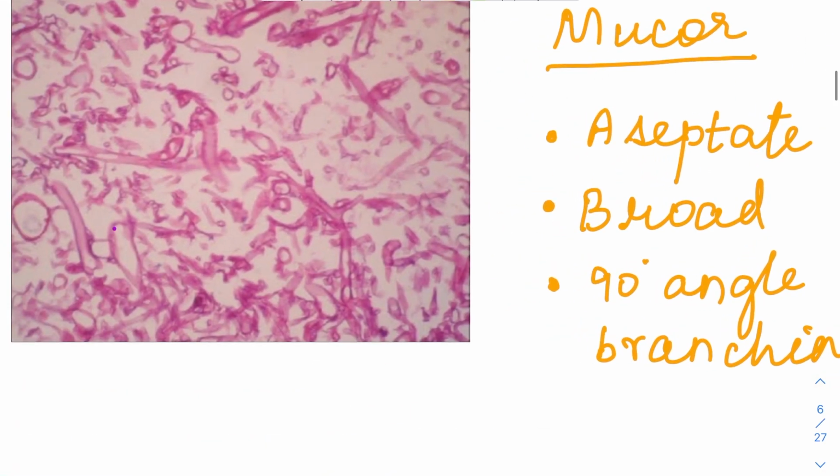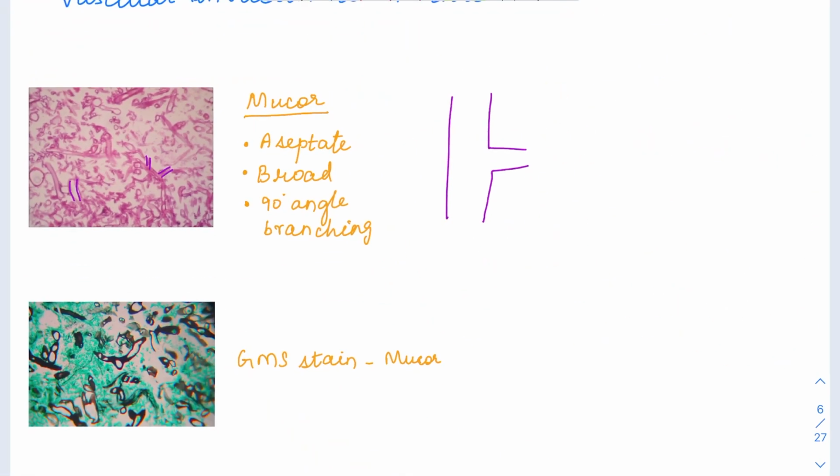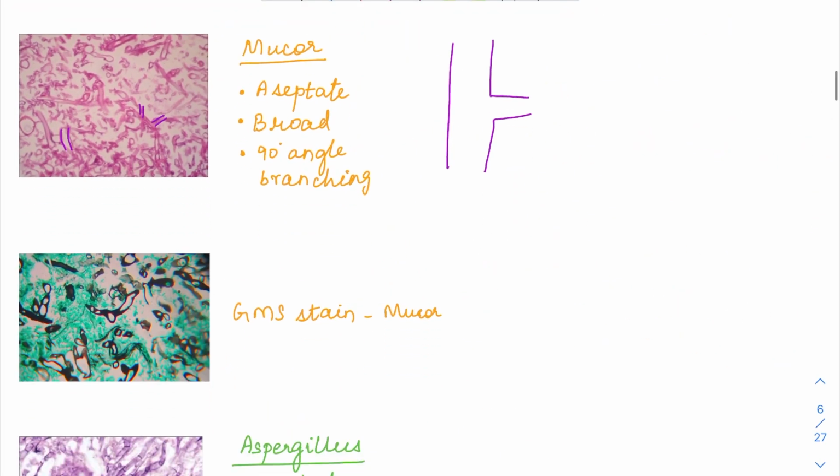The first image is mucor. So how do you differentiate between mucor and aspergillus? Mucor is going to be an aseptate broad fungus which has perpendicular branching like this. In this image, if you appreciate, these are quite broad, right? And they have branching in between. Here you see it is a 90-degree branching and there are no septae in between. So this is how a mucor appears.